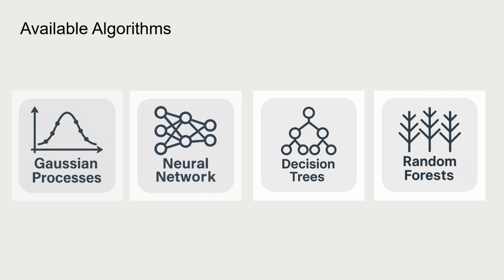These are the available algorithms in ML Lab. You can train Gaussian processes, neural networks, decision trees, and random forests.